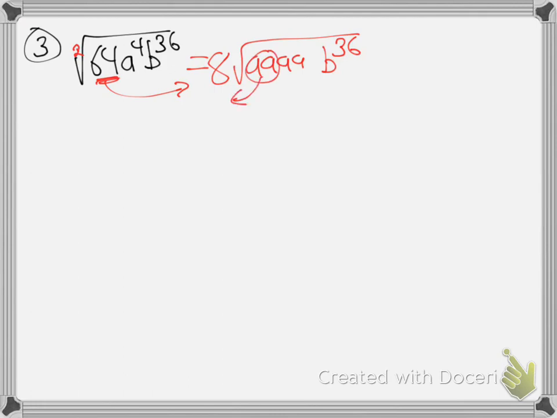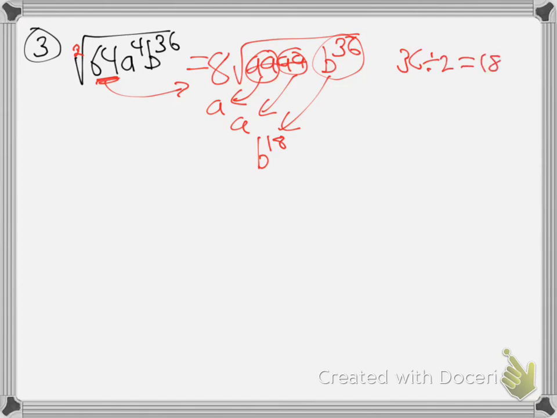2 A's in, sends an A out, 2 A's in, sends an A out, and 36 B's in, right? 2 for 1. If you have 36 items and it's 2 for 1, that'd be B to the 18th, right? I just took 36 divided by 2 to get 18. So we have 8, 2 A's, A squared, 18 B's. No more root because there's nothing left in the root.